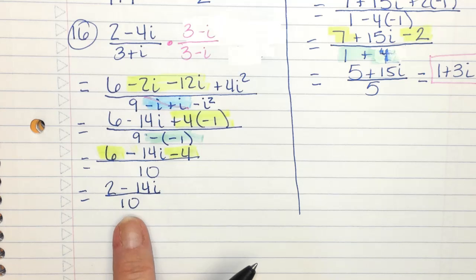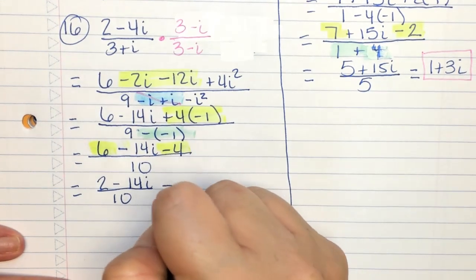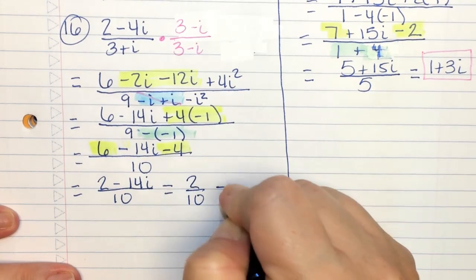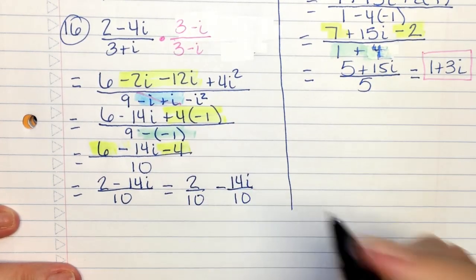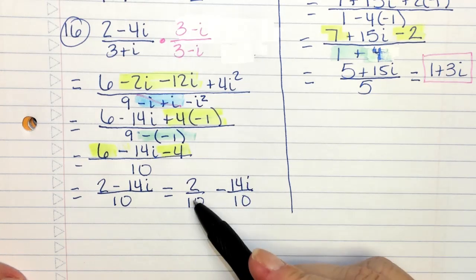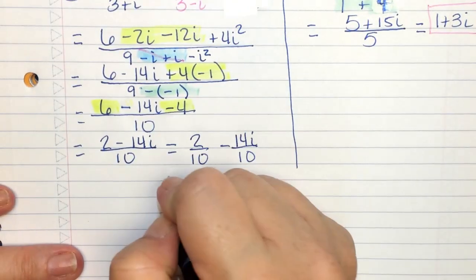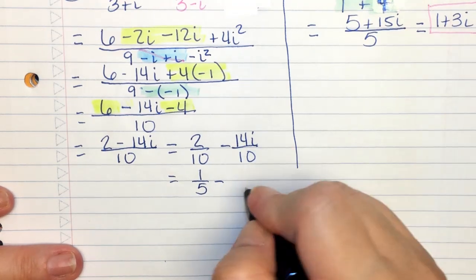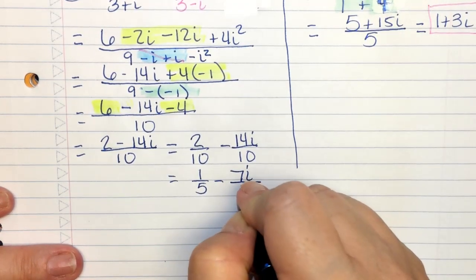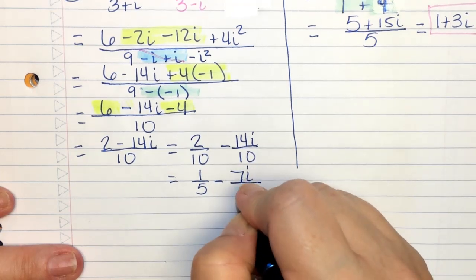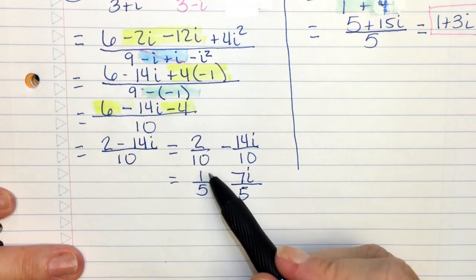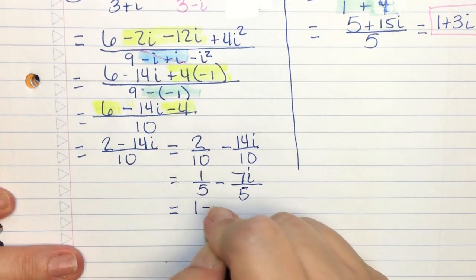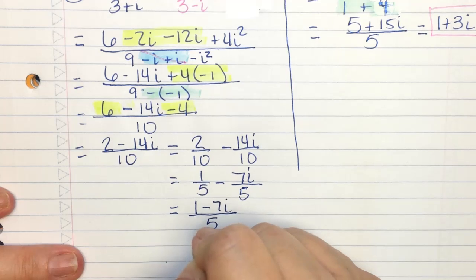Since this one didn't work out evenly, I just wanted to show you that it is still similar. So you can separate it as 2/10 minus 14i over 10 because these are both even numbers. So we can simplify 2/10 to be 1/5, and we can simplify this by 2's as well. And so we would get 7i over 5. So even though we still have the denominator of 5, we can put that back together and say 1 minus 7i divided by 5.